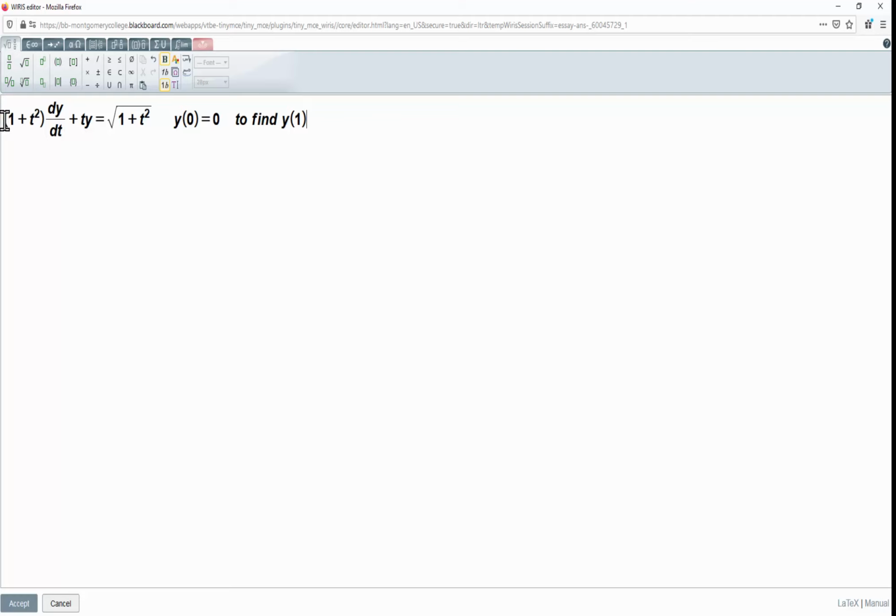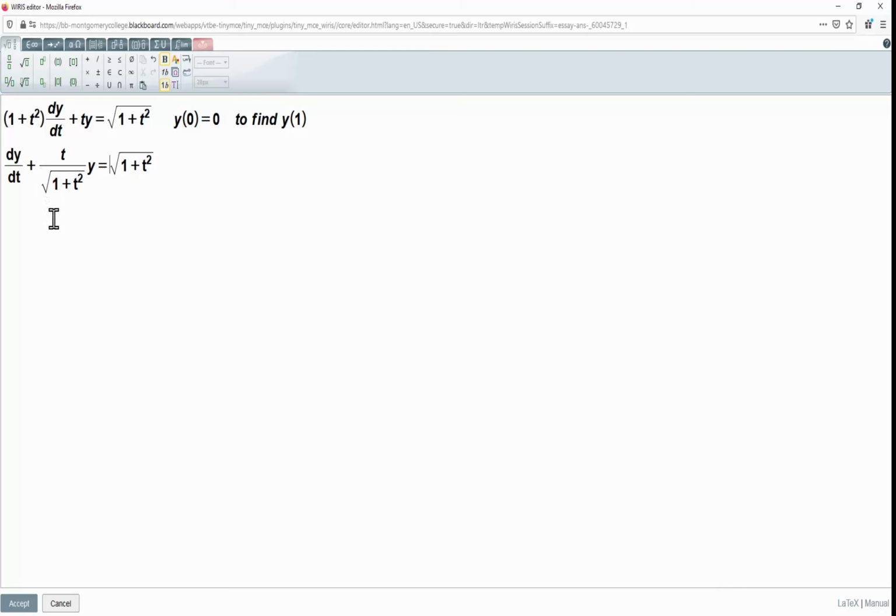Okay, so when I look at it, since we see only y here and everything else involves t, it looks like a linear equation is going to be a good strategy, right? So what I would do is divide by 1 plus t square, so that it follows the linear equation form the way it looks like.